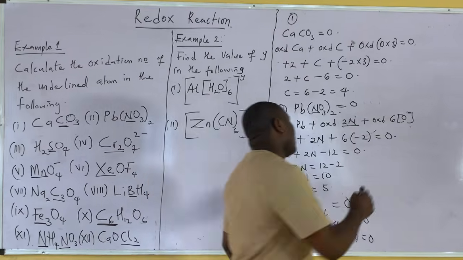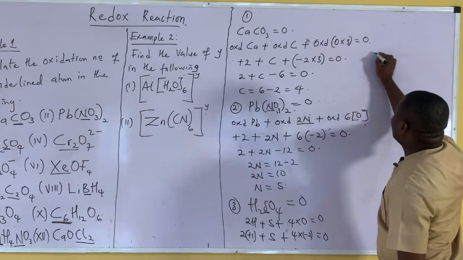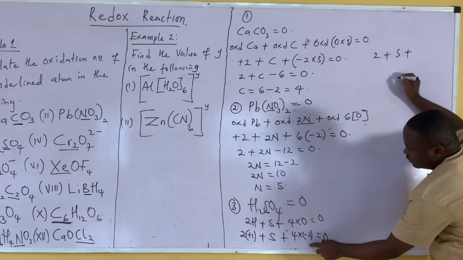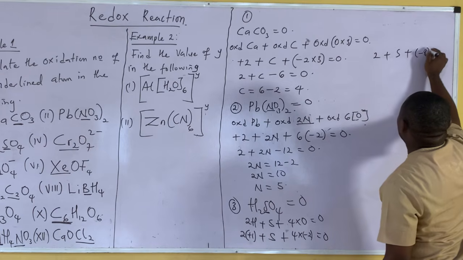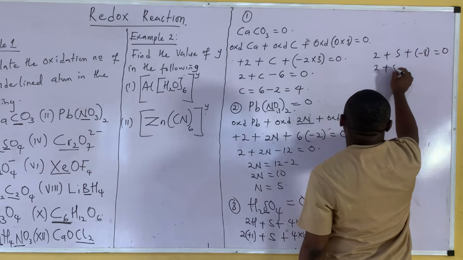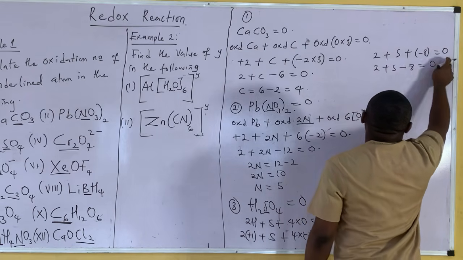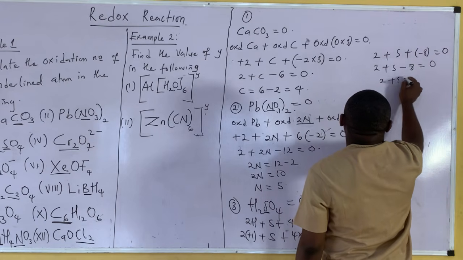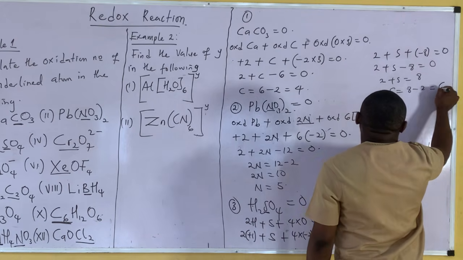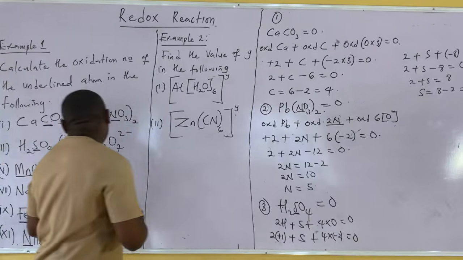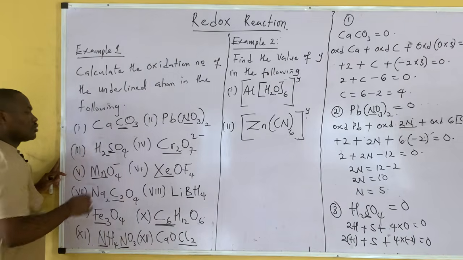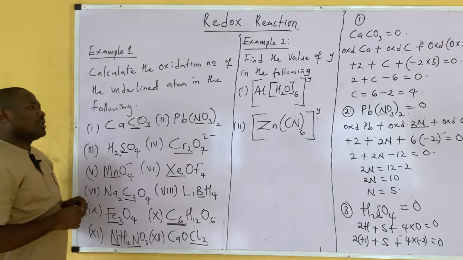So what do we now have? I have 2 plus x plus, this is minus 8, bracket minus 8 equal to 0. Let this become 2 plus x minus 8 equals 0. Minus 8 goes this way. I have 2 plus x equals 8. This goes this way. I have x equals 8 minus 2. The answer is 6. So the oxidation number of sulfur in this compound equals 6. That's why it's called tetraoxosulfate(VI) acid.